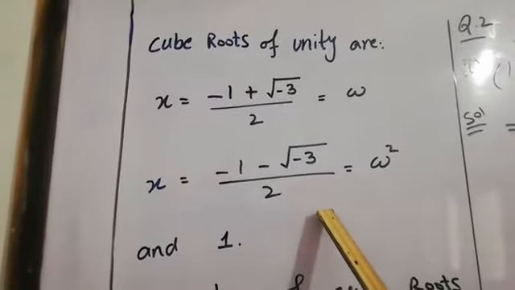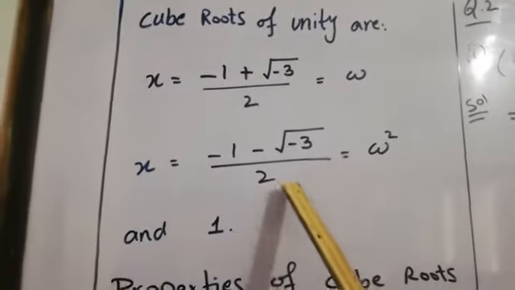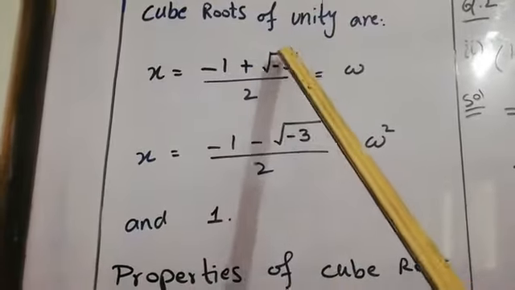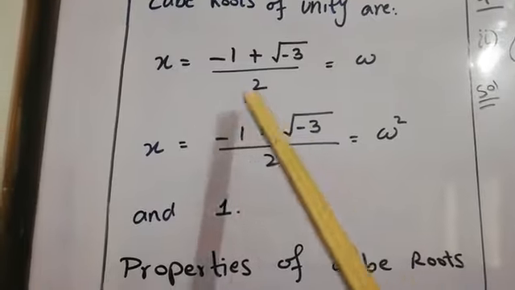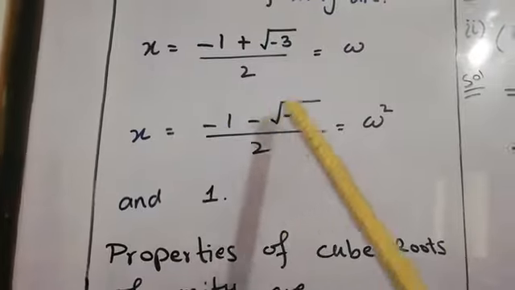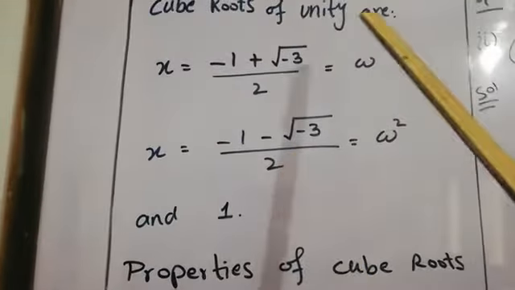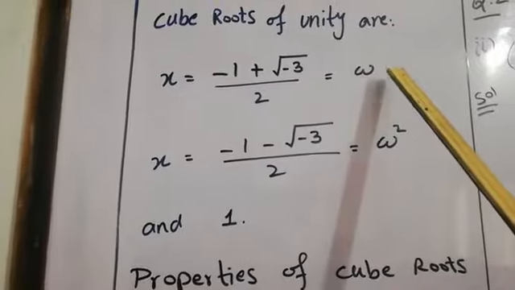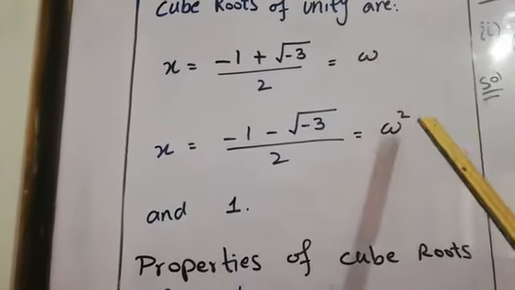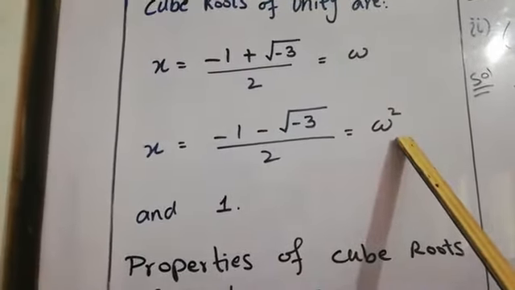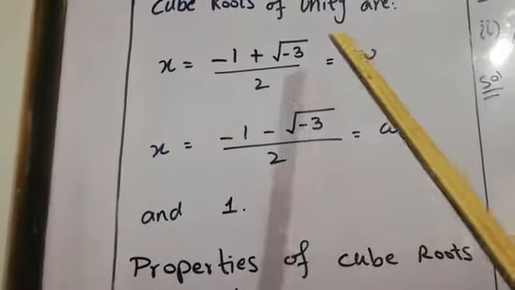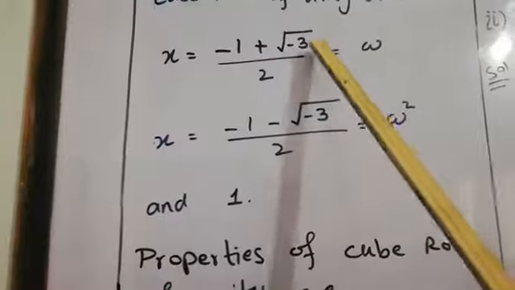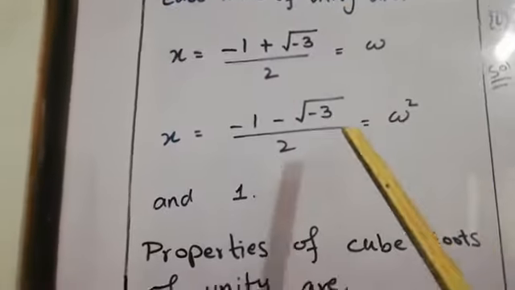Then we will find the two roots of unity. The first one is (-1 + √-3)/2, and the second is (-1 - √-3)/2. If we call the first root omega, then the second will be omega square. And if we say this one is omega square, then the other will be omega. They exchange with each other.